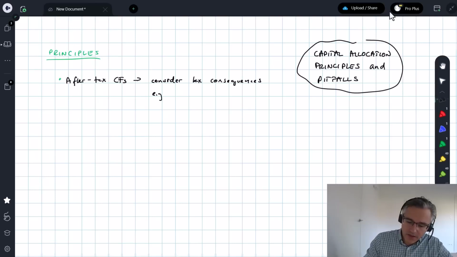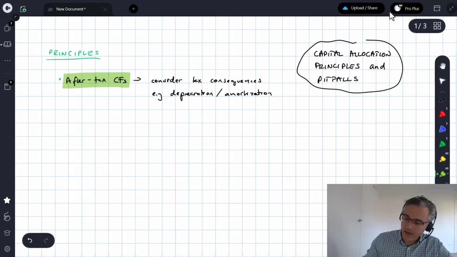So that effect should be considered. So let me say here, e.g. depreciation stroke amortization, and that's an important one. It's a sort of big one.